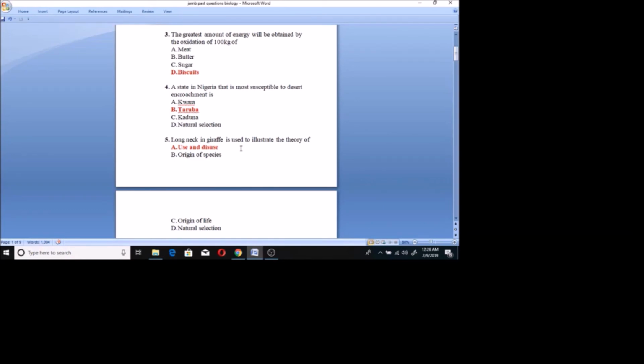Number 12. An example of a radially symmetric animal is A. Planaria, B. Hydra, C. Tapeworm, D. Roundworm. The answer is Hydra. Hydra is a radially symmetrical organism.